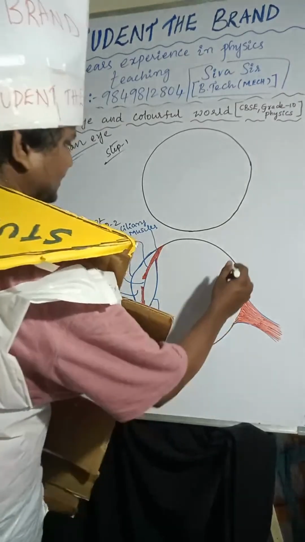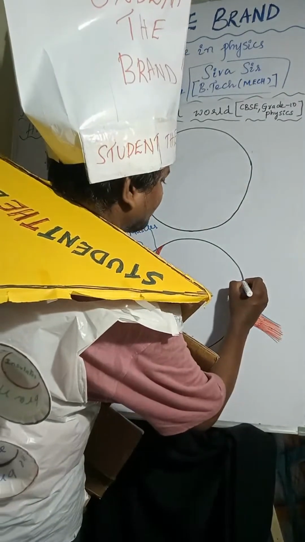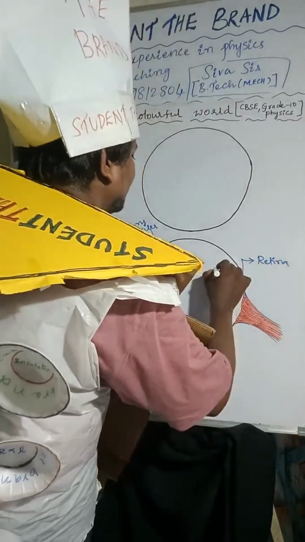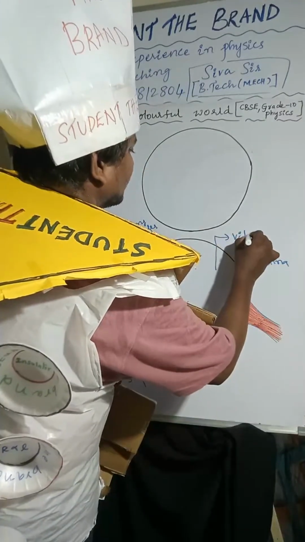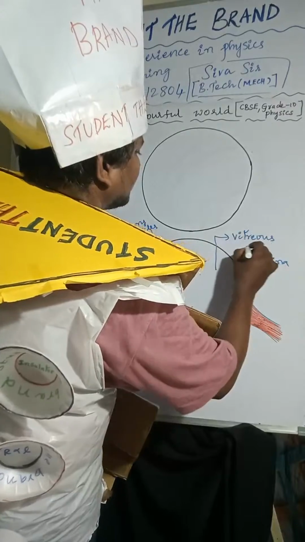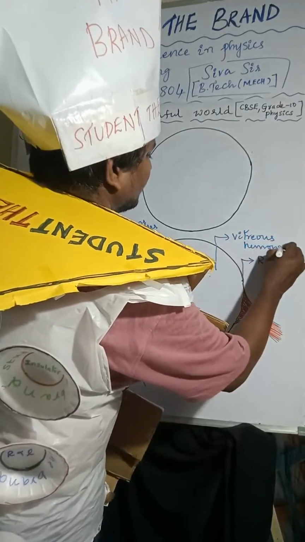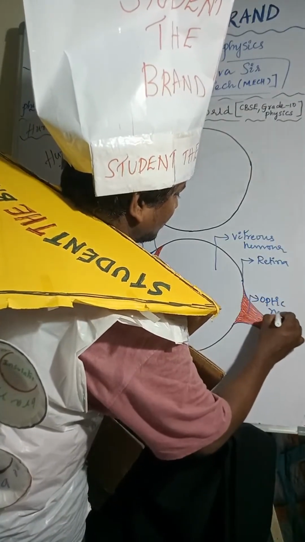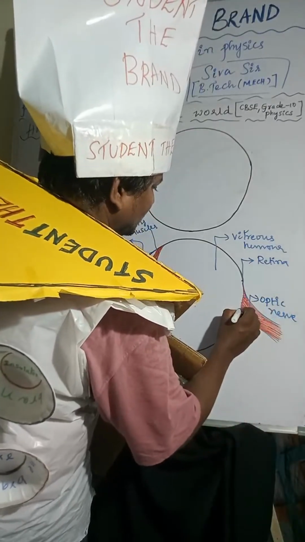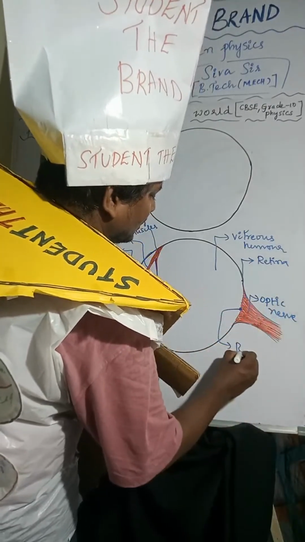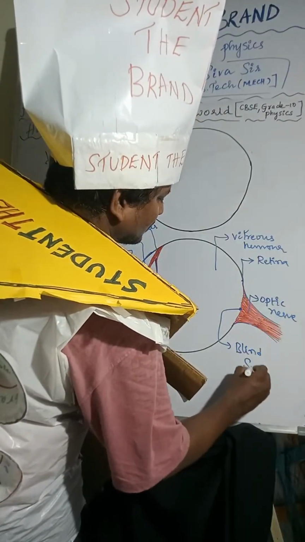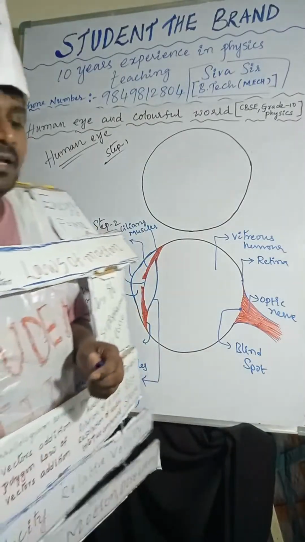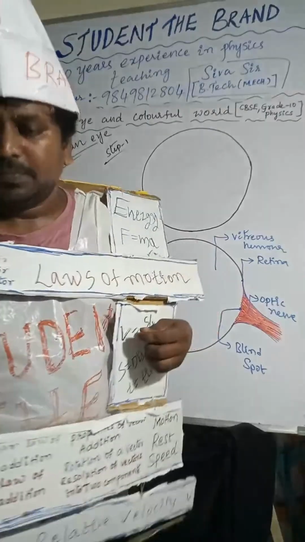Next we are going to this side. Here it is the retina. Retina, vitreous humor. And this one is the optic nerve. And this portion, where no image will form, is called the blind spot. So these are the points you can see here. I hope it is very clear to you all.